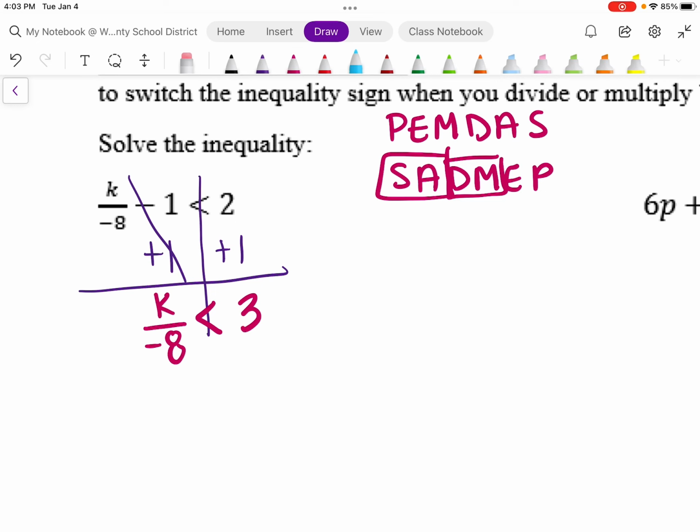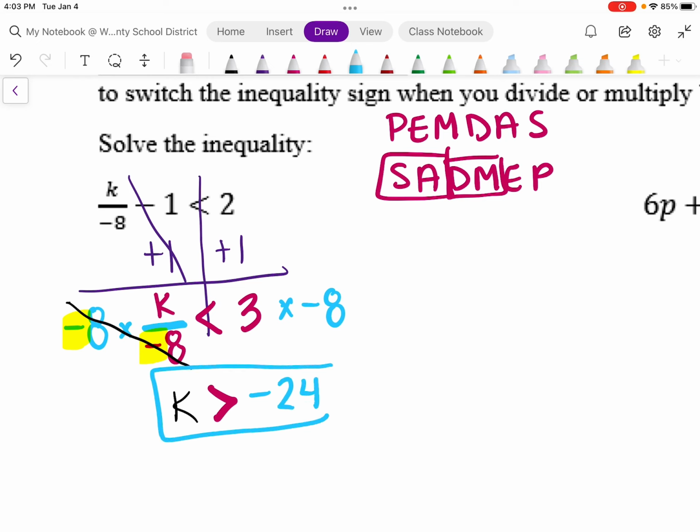Okay. Now, this is a fraction, which means division. The opposite of division is multiplication. So I'm going to multiply by whatever number is at the bottom. In this case, that's a -8. And I'm going to do that to both sides. This cancels it out on the left. I am left with just k. I multiplied by a negative. Therefore, I need to switch the sign. And then 3 times -8 is -24. Which is my answer.